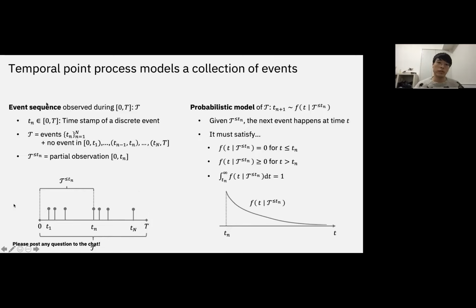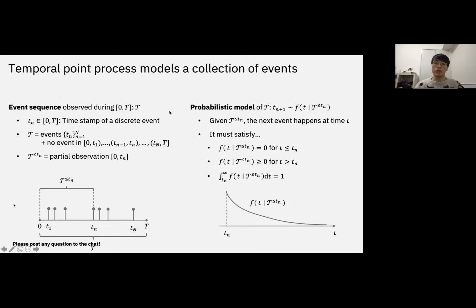So let me go back to the event sequence. By calligraphic T, it denotes the set of events and the information that there is no event during these time intervals. And by using this calligraphic T less than or equal to tn, this denotes a partial observation from time 0 to time tn. And temporal point process is interesting in modeling this event sequence in a probabilistic manner.